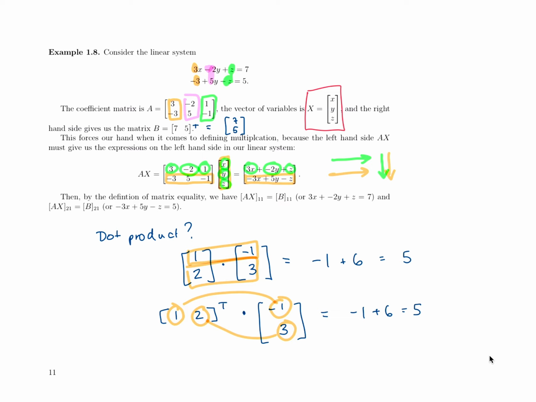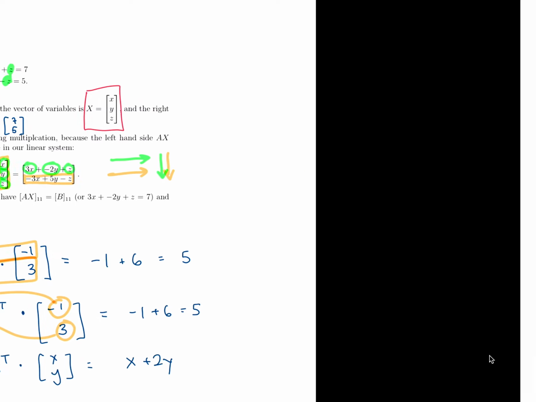And if I did this with variables, if I took 1, 2 transpose and dotted it with x, y, we're going to get something that looks a whole lot like a linear system, right? We're going to get x plus 2y. And that's basically what we're doing when we do matrix multiplication. We're doing a dot product. It just so happens that one of our vectors looks like a row vector, and we want to think of it as a column vector.